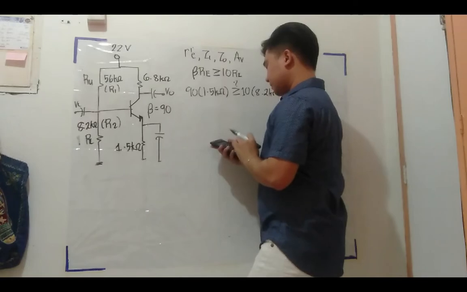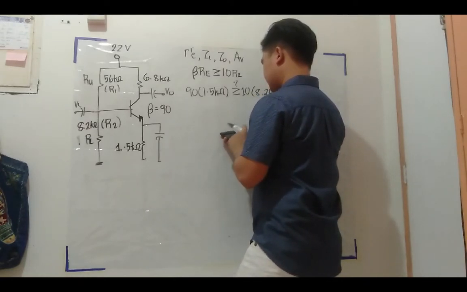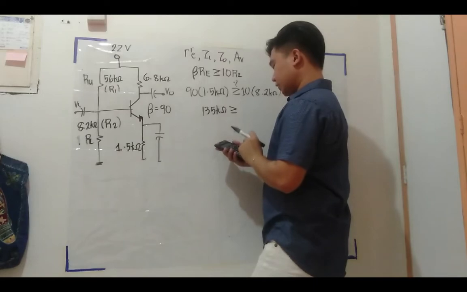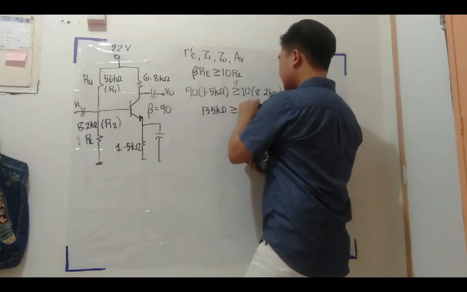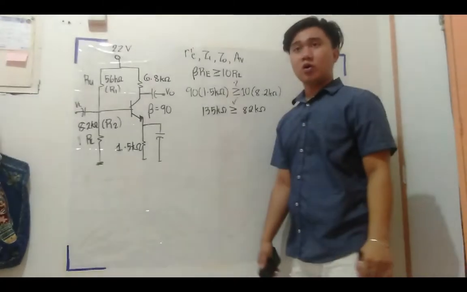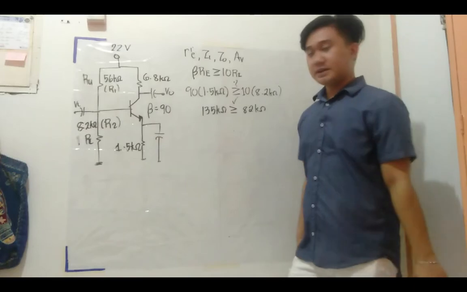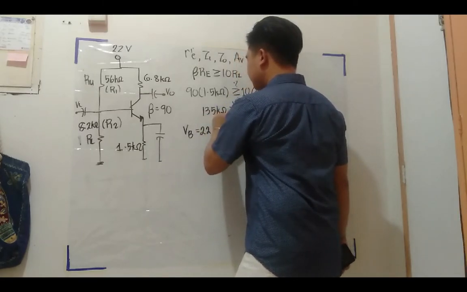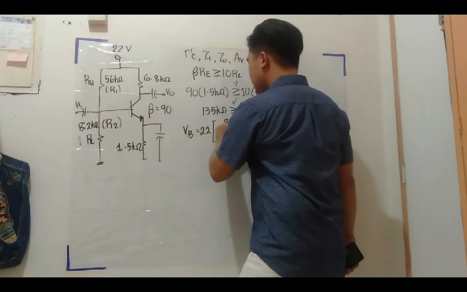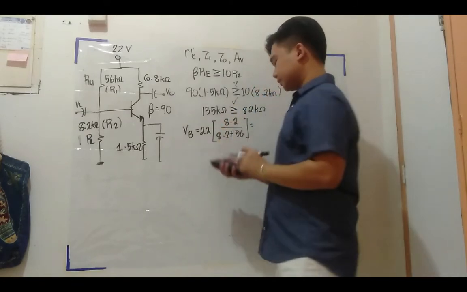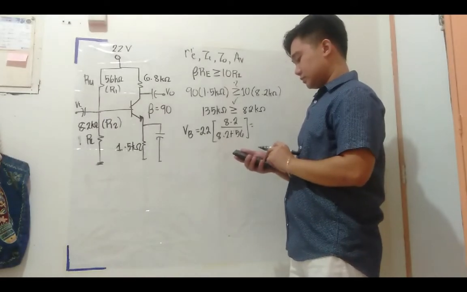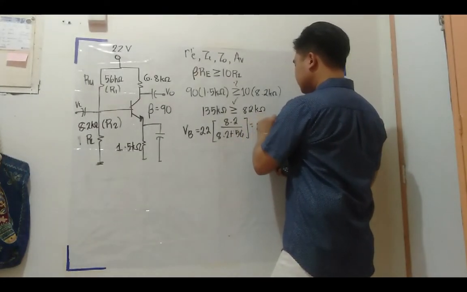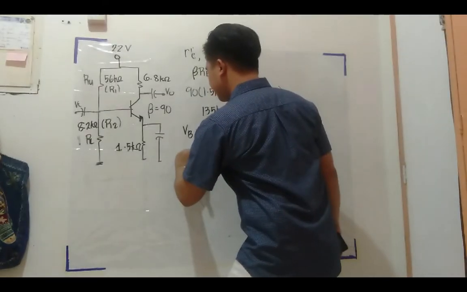So 90 times 1.5, that's 135K. 10 times 8.2, that's 82K. So, since it is greater, pwede po ako mag-approximate analysis. In approximate analysis, kuhain ko muna si VB. That is 22 times 8.2 all over 8.2 plus 56. So that is 2.81. Pag nakuha ko si VB, pwede kong kuhain si VE.